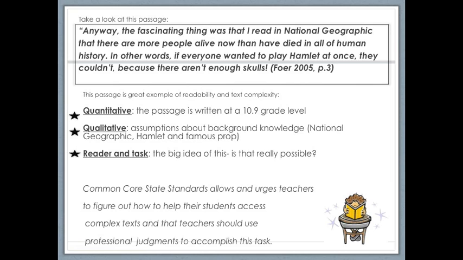The Common Core Standards encourages teachers to figure out what text to use based on this information. Instead of just reading a teacher's manual word for word, the standards have teachers choose text appropriate for their students based on the student's knowledge, the background, their experience, their reading level, their motivation, and the actual task the teacher is giving.